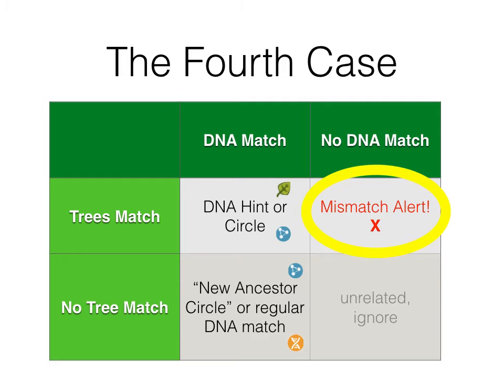In the upper right are people whose trees indicate that they should be your cousins, but their DNA does not match yours. This is something that should definitely be flagged by the software, and it's not. If this happens, it means that something is wrong with your tree, or with their tree, or maybe with both trees.